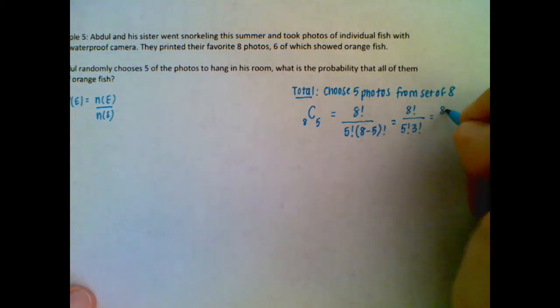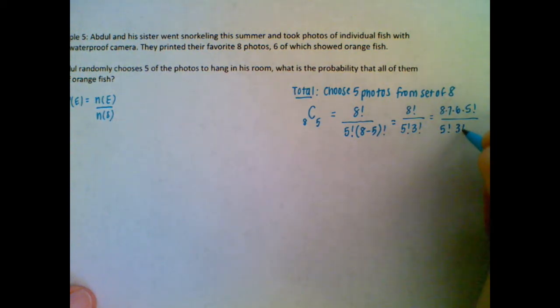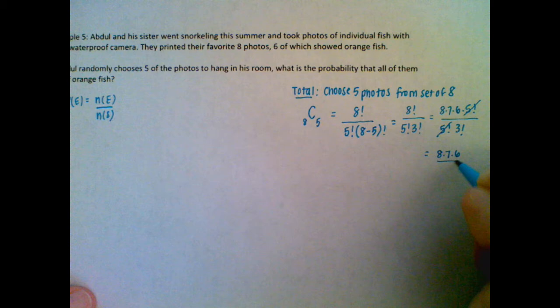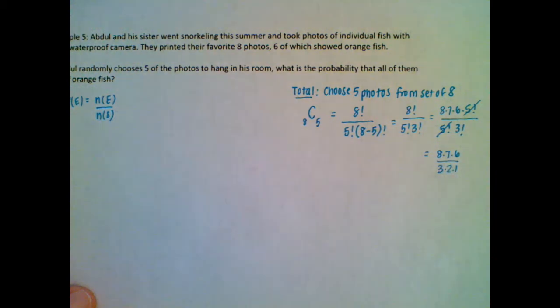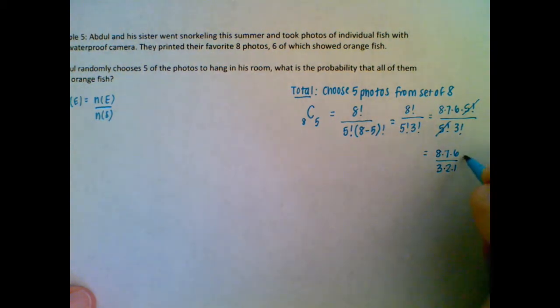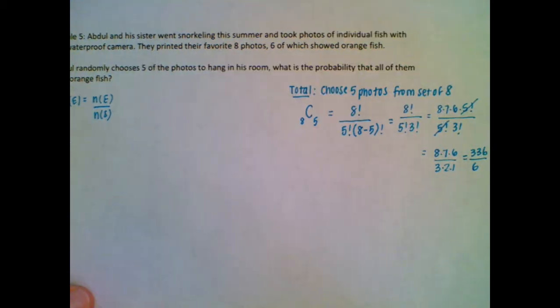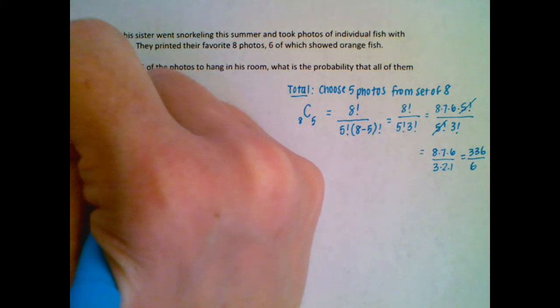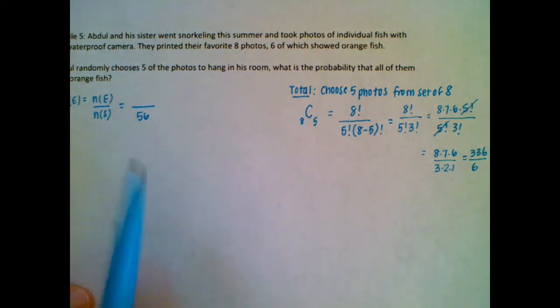So I'll expand out that numerator until I can get something that's going to cancel with my denominator. So I can stop at 5 factorial over here. So my 5 factorials are going to end up going away. That's going to leave me with 8 times 7 times 6 in the numerator, and then 3 times 2 times 1 in the denominator, which gives me 336 divided by 6. And when you divide that, that will give us a total N of S of 56. So I'll put that over there in my probability formula.